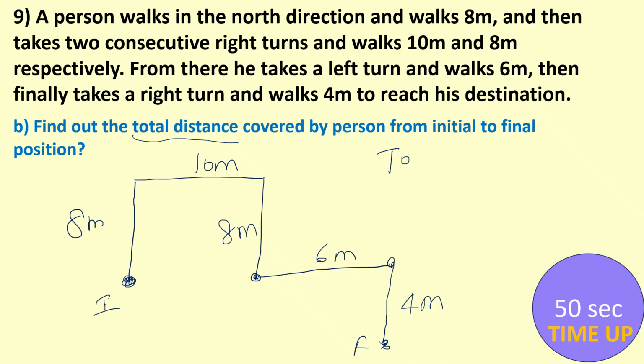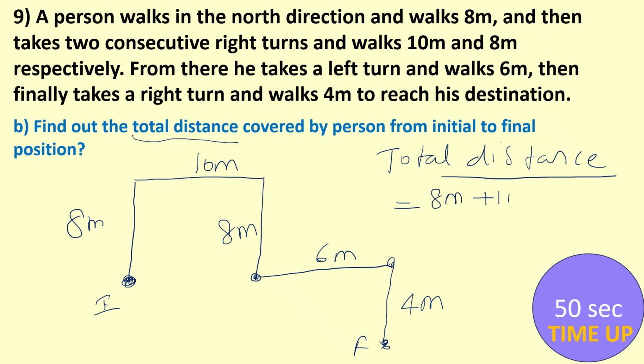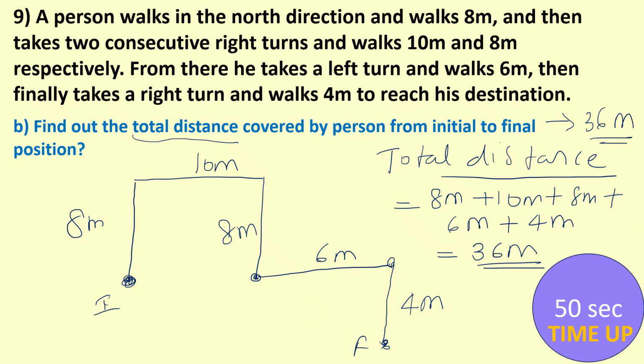You just need to add all the distances to find out the total distance. So it will be 8 meter plus 10 meter plus 8 meter plus 6 meter plus 4 meter. So that comes to 36 meter. Your answer will be 36 meter. Understood? 8 plus 10, then plus 8 plus 6 plus 4. So that is the total distance covered by him. Understood?